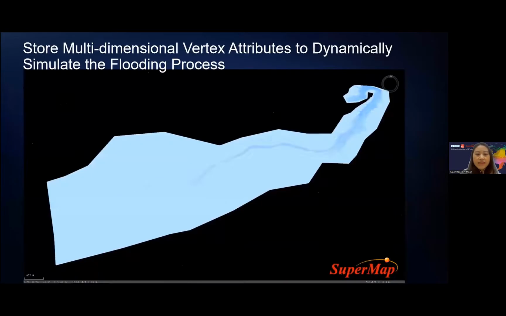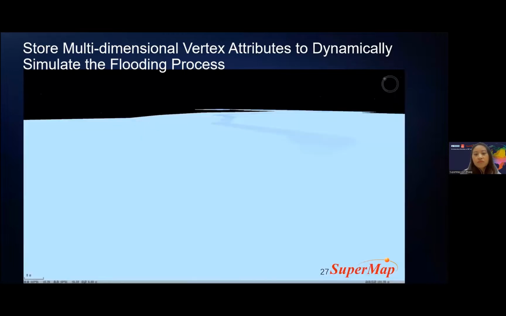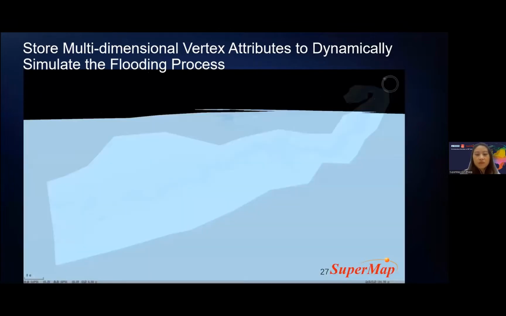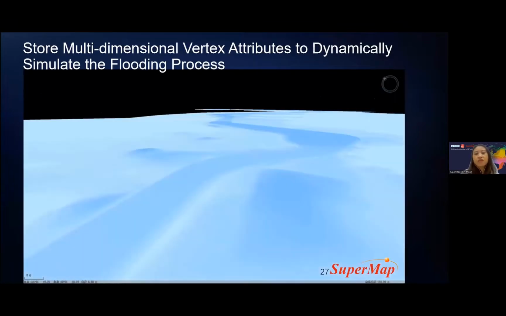Let's have a look at an example of storing multiple dimensional vertex attributes in water conservancy applications. The results of flooding analysis are stored in S3M multiple dimensional vertex attributes to dynamically express the flooding process.